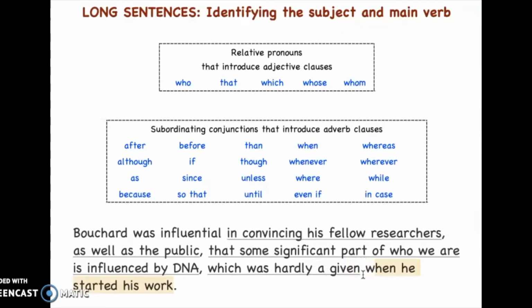So when we underline all of these clauses that are dependent, what do we have left? We have Bouchard was influential. Now we're looking for the subject and the main verb. So we have Bouchard, that's our subject, and the verb is was. And there you go.